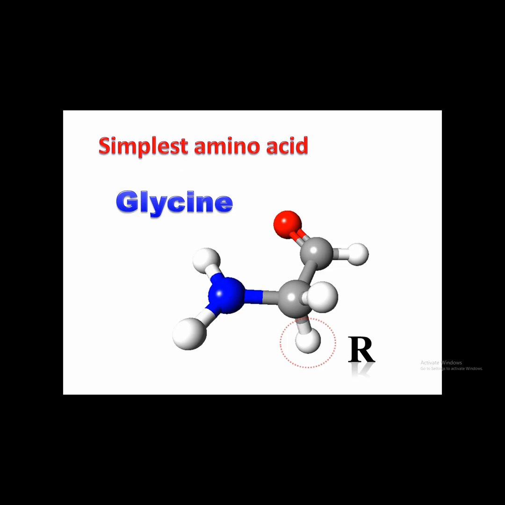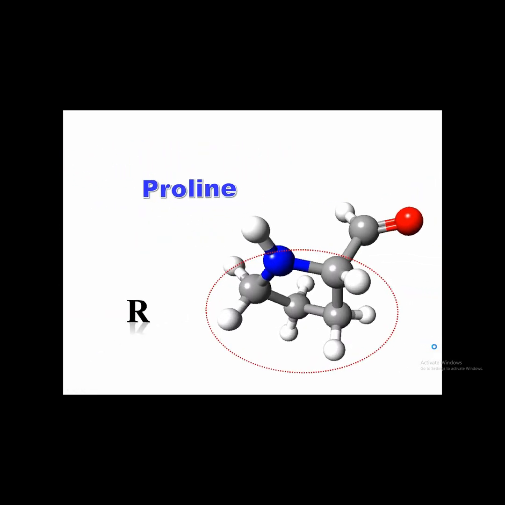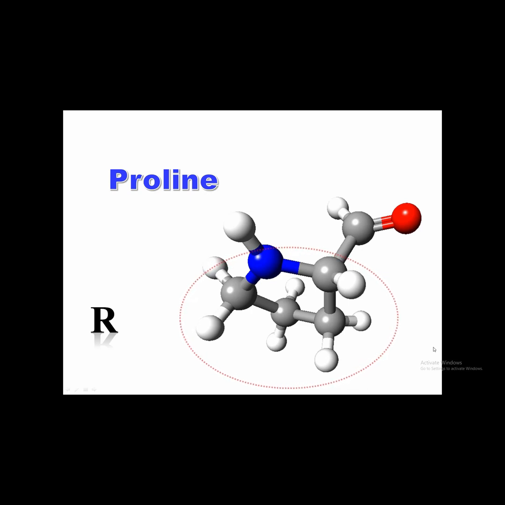So some examples of amino acids. The very simplest amino acid is glycine, and in the glycine molecule, the R group is simply a hydrogen atom. The amino acid proline consists of an R group of carbon atoms that then fold back around and attach to the amine group of the amino acid.